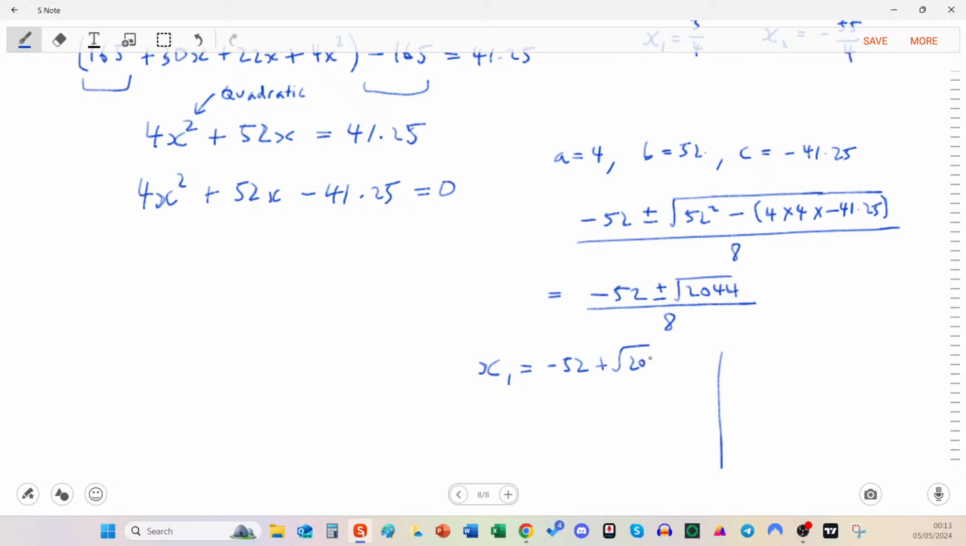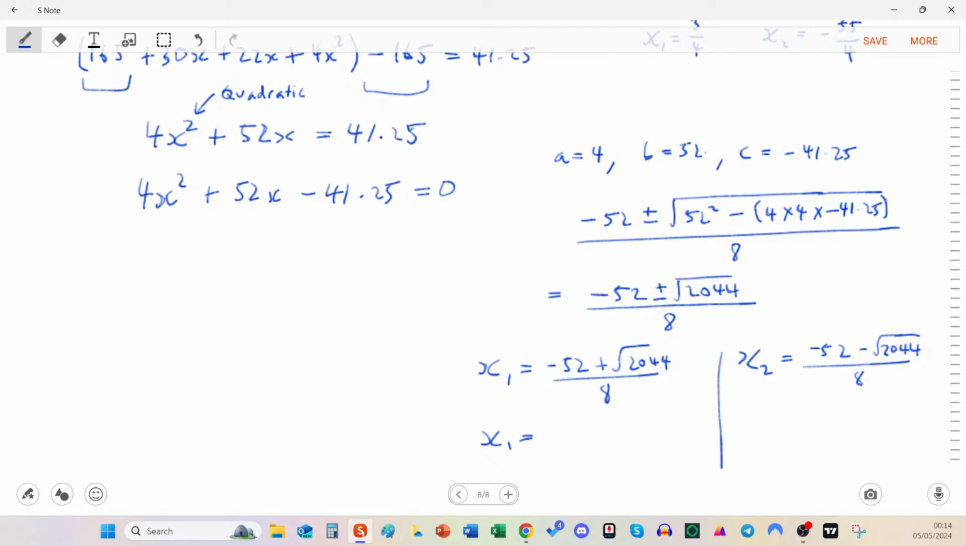Plus 2044 all over 8. x2 is minus 52, take away 2044 over 8. Let's check it out. What are our two solutions? Well, is it going to be a surprise? As long as we don't type anything wrong, we're definitely going to get what we already know we're supposed to get. It's just going to be reassuring to do it. Minus 52.